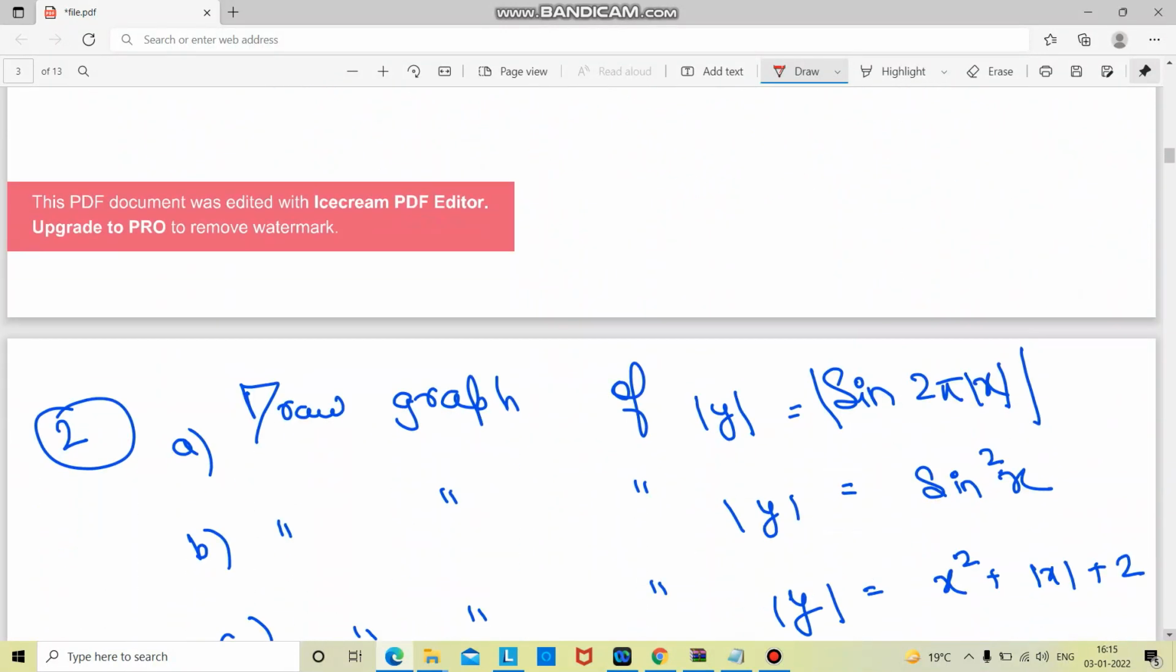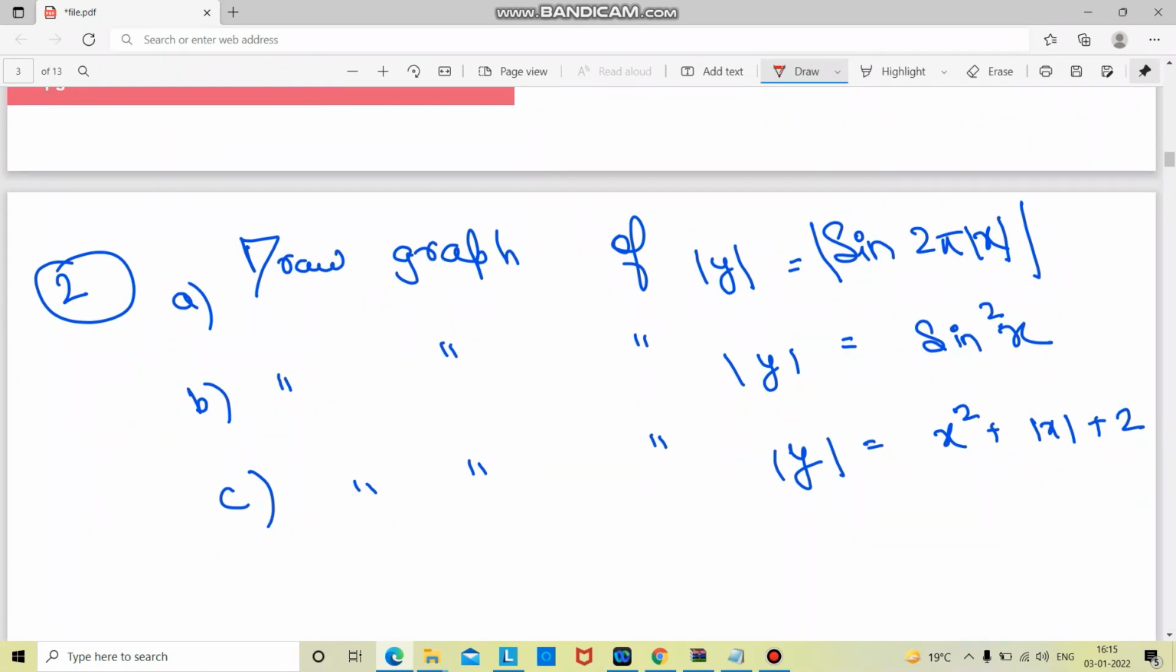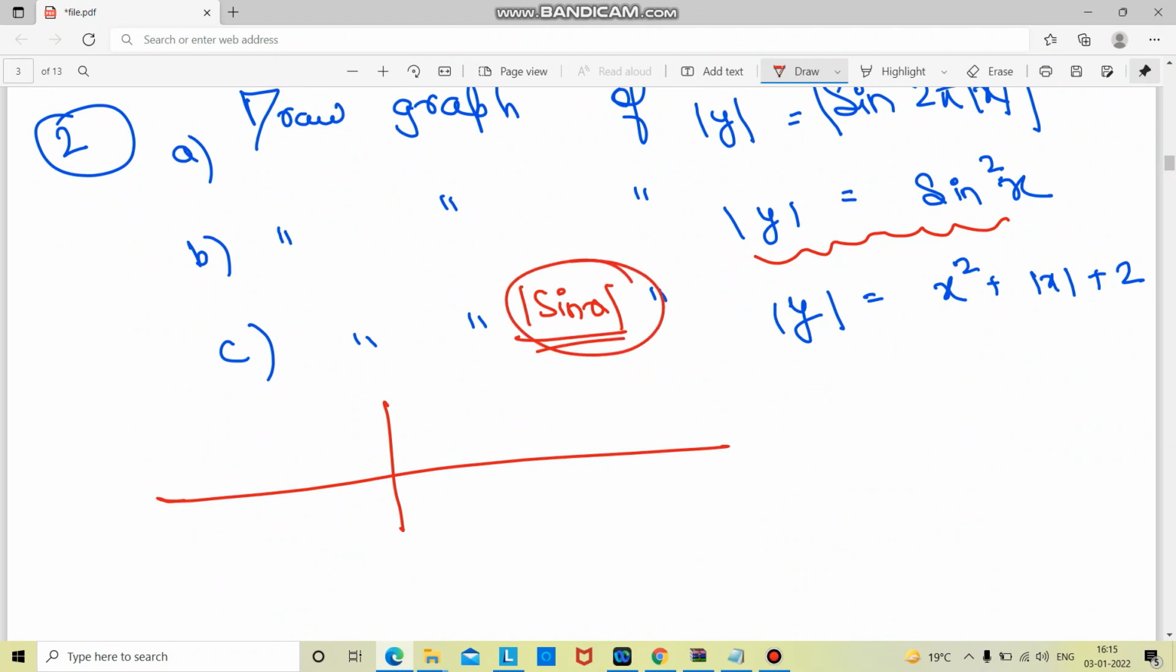We'll move to the next. Next question is we have to draw the graph of mod y is equal to mod sine 2x mod, something like this. Firstly, we will see this graph because it is a bit easy. The sine squared x graph is nothing but like mod sine x only, but it is differentiable at n pi. The mod sin x graph is not differentiable at n pi, but sine squared x is differentiable at n pi. So the graph would be something like this.